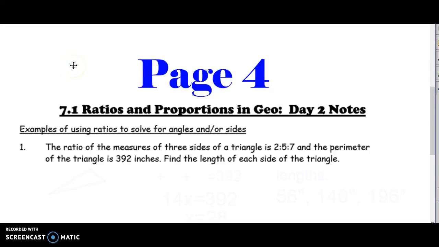Our last lesson was about ratios and proportions, primarily with statistical questions. Now we're going to look at ratios and proportions and how they show up in geometry. Most of what we look at will be geometric figures, like triangles, rectangles, etc. Go to page 4 of your notes, and when you're ready, unpause the video.